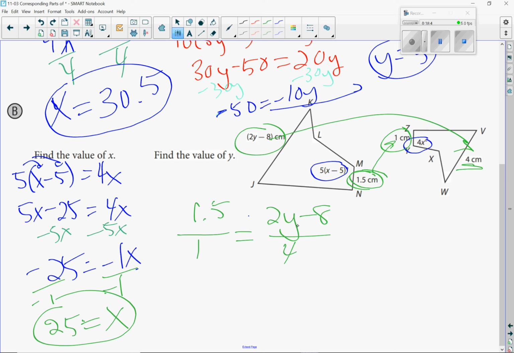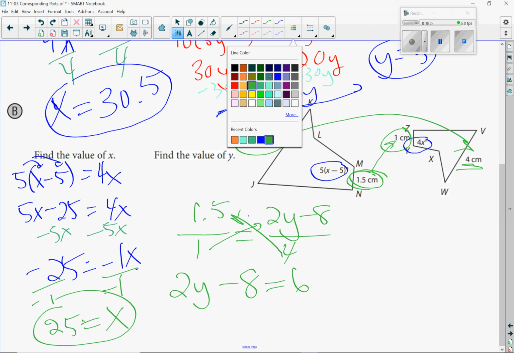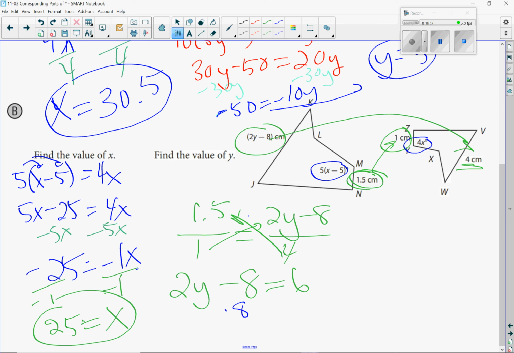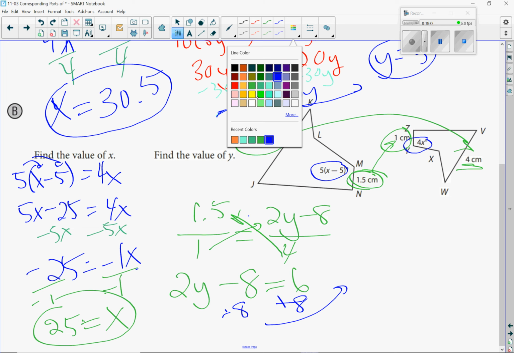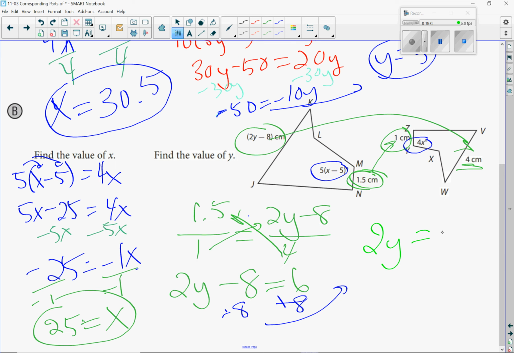Again, I can cross multiply, right? 1 times all that is just going to be 2y minus 8. 4 times 1.5 gives me what, 6? Then I can add 8 to both sides. That'll give me 2y equals 14. And then divide by 2. So y equals 7.